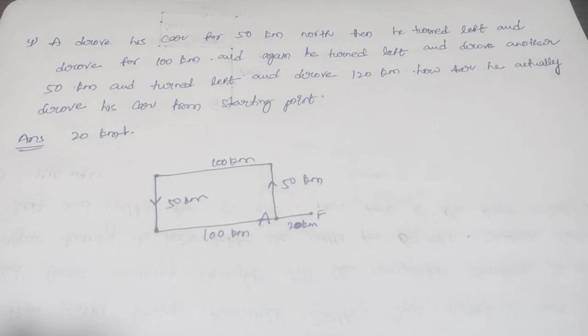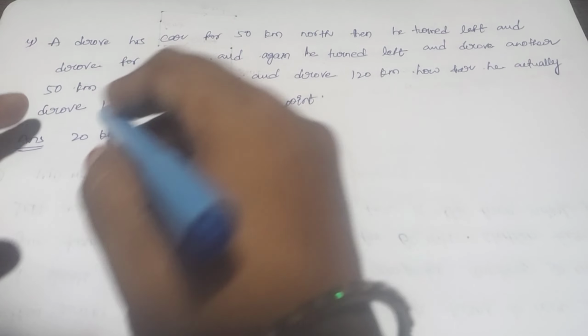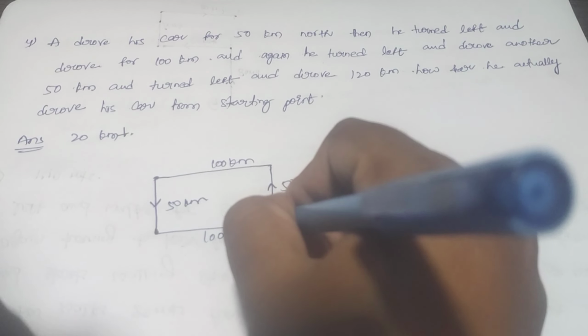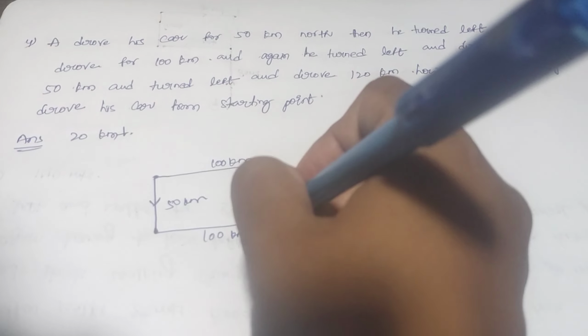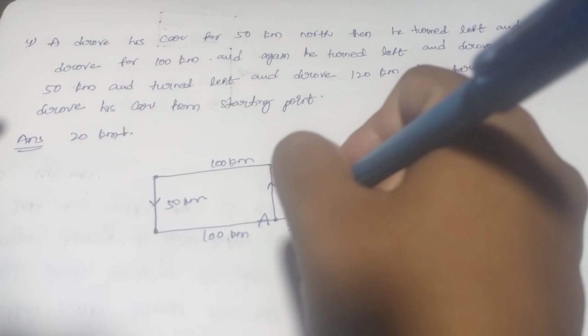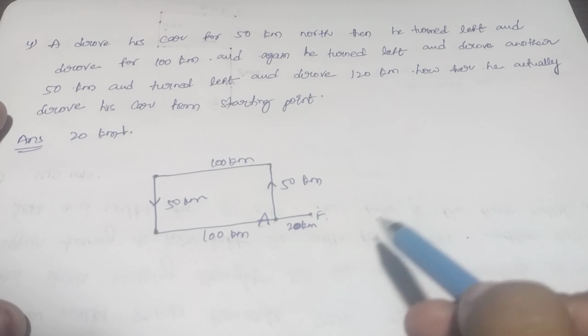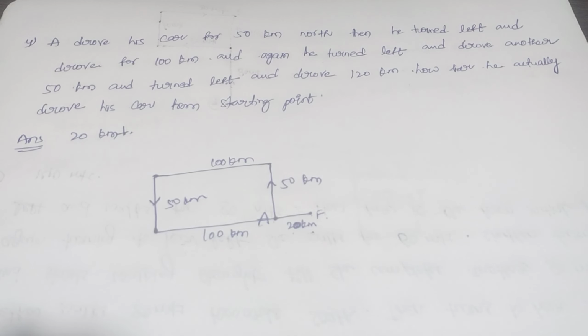Here what they have asked means how far he actually drove his car from the starting point. This is the starting point and this is the final point. We have to calculate this distance, right? From here to here, what is the distance? 20 kilometers. From here to here, what is the distance? 20 kilometers. So the answer is 20 kilometers.